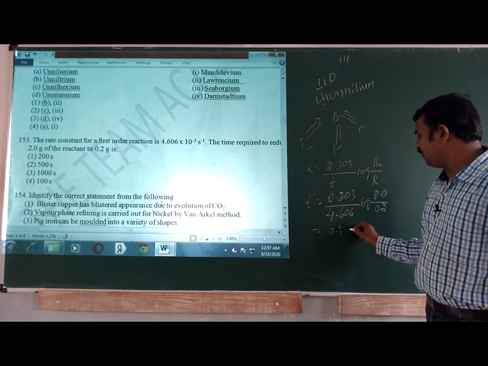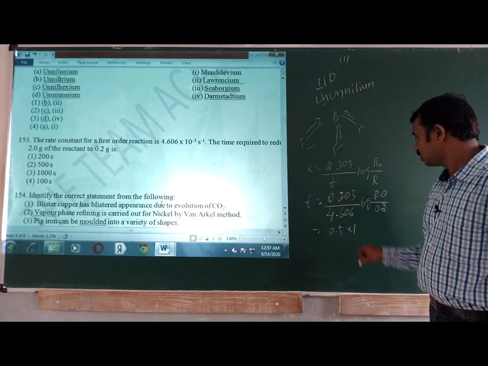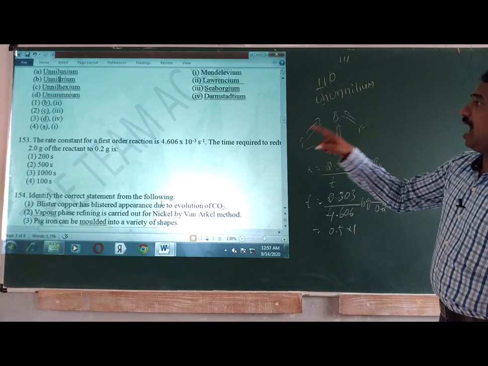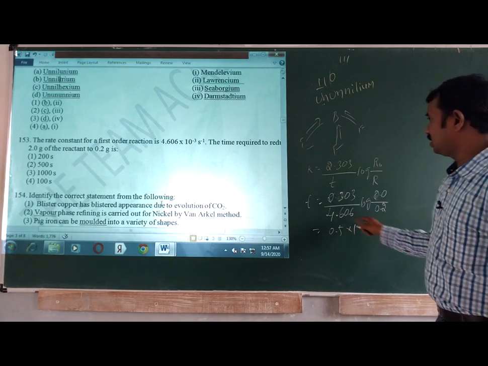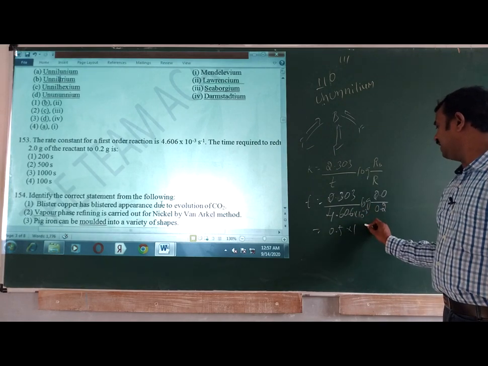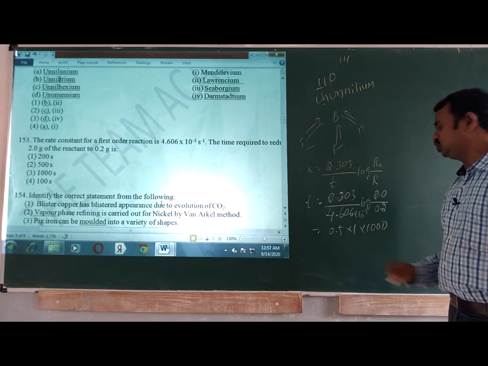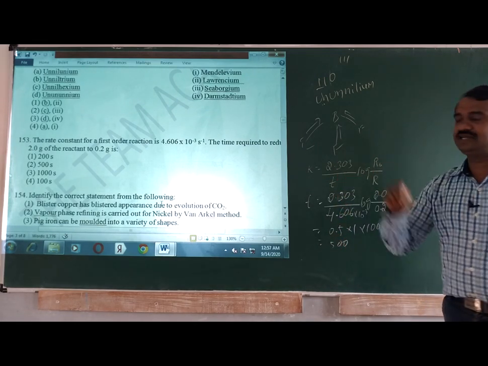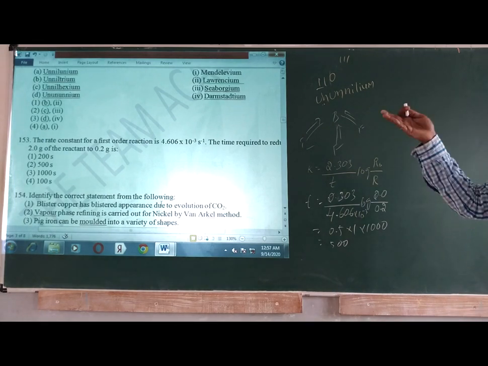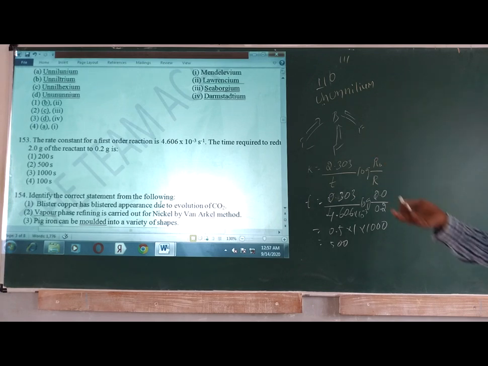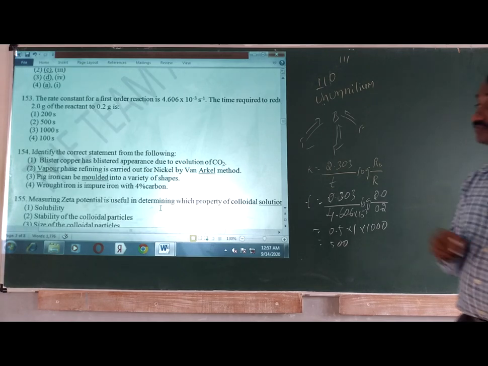Okay, what is the value of log 10? 1. Okay, 0.5 into 1, and here also you have to do the 10 to the power of minus 3. When the 10 to the power of minus 3 into 1000, you will get the value is 500 per second. Okay, this is option 200 second, 500 second, 1000 second and 100 second. Answer is 500 second. Okay, next one.